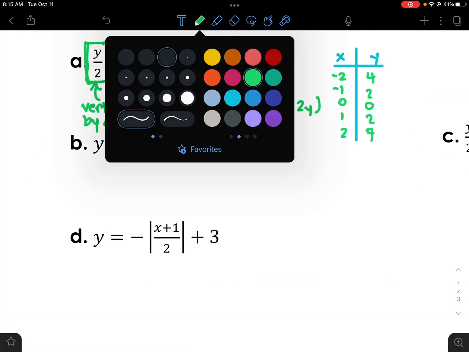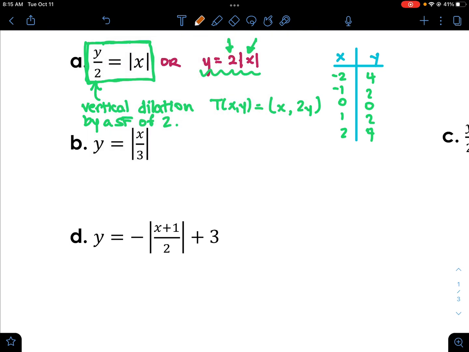For equation B, you have y equals the absolute value of x divided by 3. And so this is going to be a horizontal dilation by a scale factor of 3. Since this is written as a single I, x always lives here. We know that our transformation is going to take our x, y points and multiply x by 3, but the y stays the same.